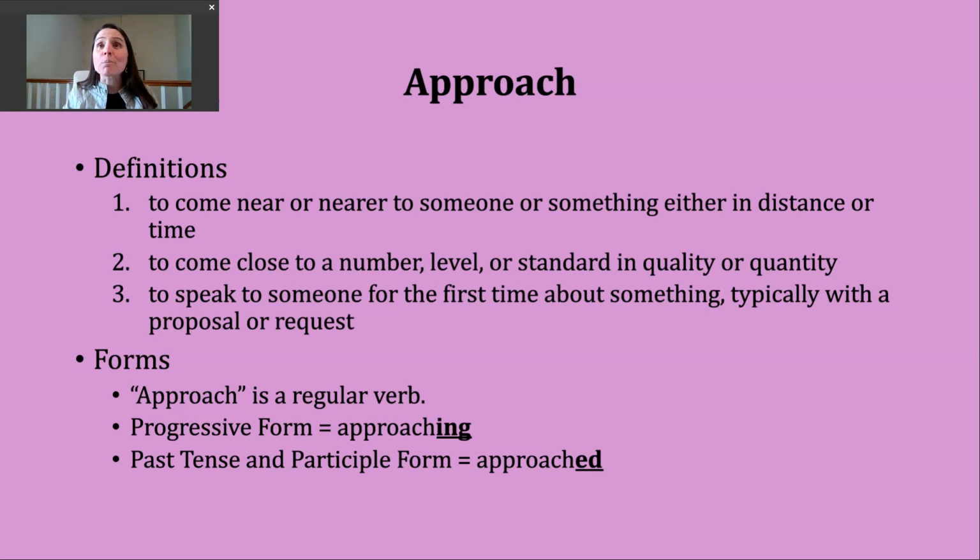You should know that approach is a regular verb. To make the progressive tense, all we need to do is add ing to form approaching. Our past tense and participle forms of this verb are going to be made by adding ed. Our base verb, approach, ends in an unvoiced ch sound. So, this means that our past tense ending is going to make a T sound as we say it. It should sound something like this: approached, approached.